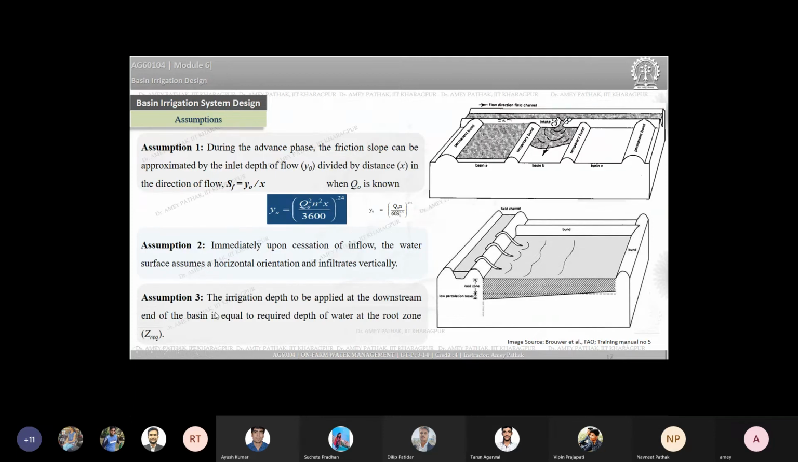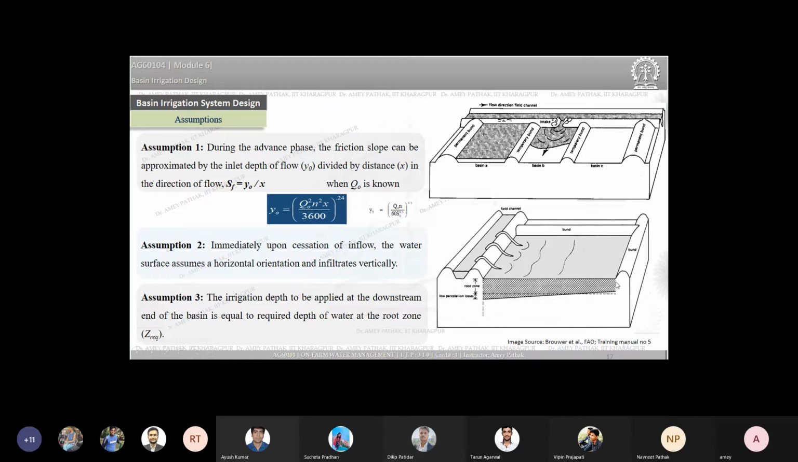The third assumption is that the irrigation depth that has to be applied at the downstream end of the basin is equal to the required depth of water at the root zone. This is an important aspect, because whatever the depth of the root zone is, at least this depth should be uniformly wetted over the entire length of this field, so this Z requirement has to be achieved.